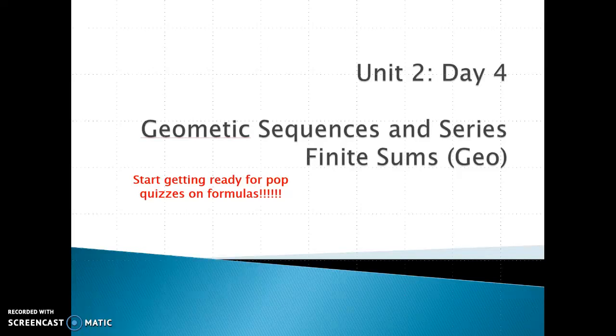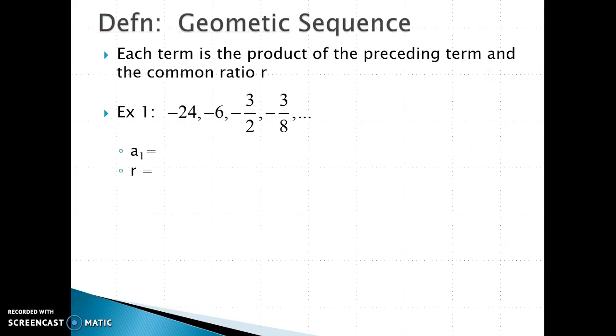In today's lesson, we are going to learn about geometric sequences and series, as well as finite geometric sums. First of all, let's define a geometric sequence. A geometric sequence is when each term is the product of the preceding term and a common ratio.